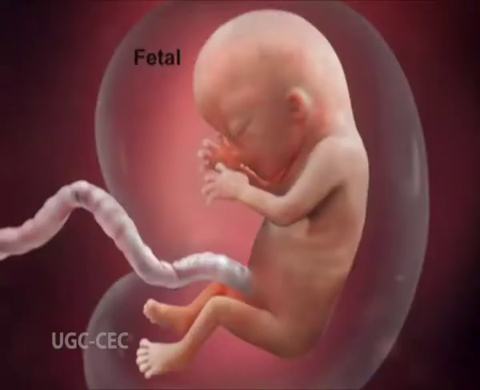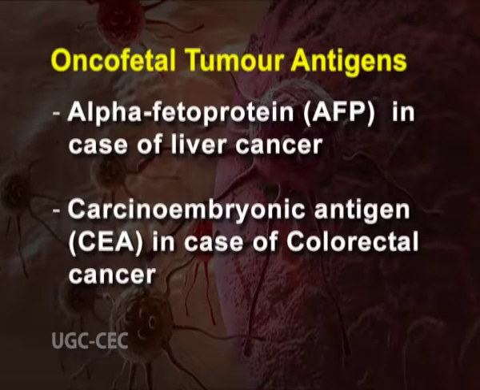Oncofetal tumor antigens. These antigens are present only on fetal cells normally during early embryonic development, when the immune system is not completely developed. If they are expressed later in life, they are considered as non-self and an immune response is mounted against them. They are expressed in normal cells only in case of some cancerous growth. Mainly two antigens are found associated with cancers, such as alpha fetoprotein in case of liver cancer and carcinoembryonic antigen in case of colorectal cancer.